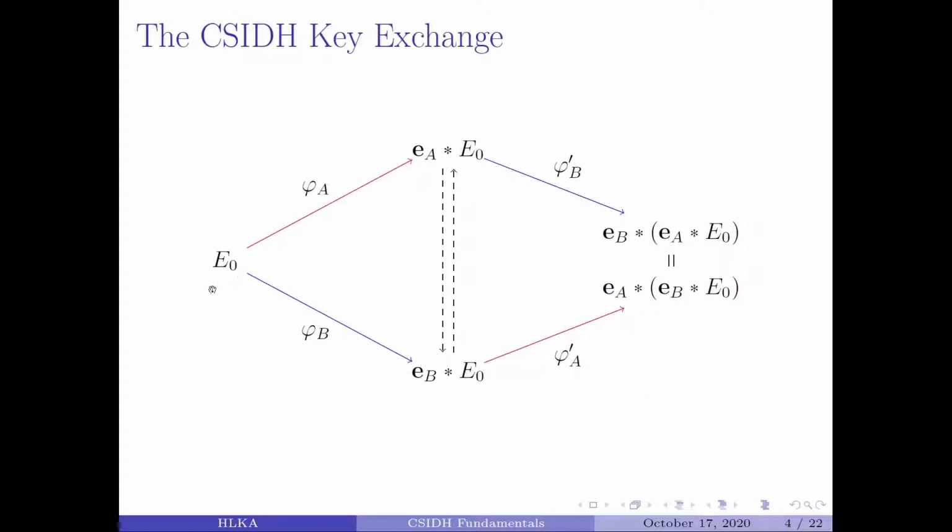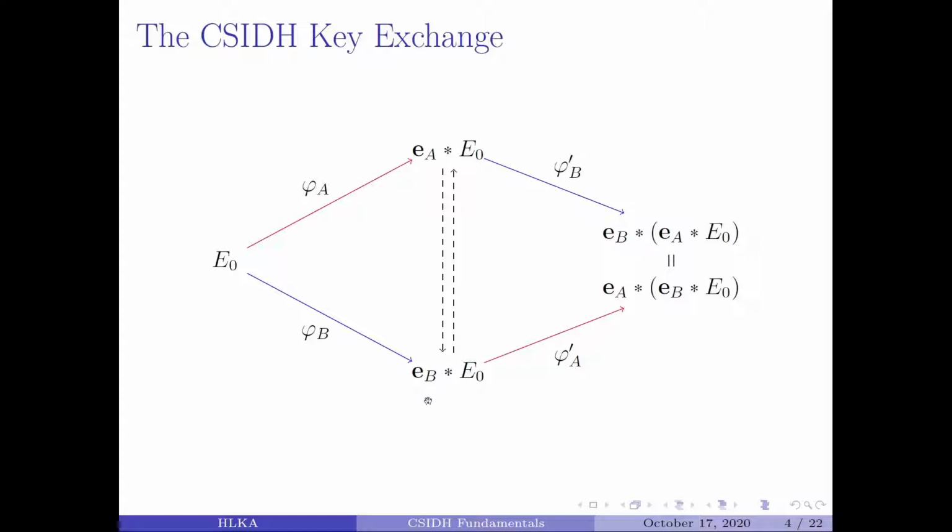So let's take a look at the key exchange. We'll start with the Montgomery curve with coefficient 0 on the far left here. Alice and Bob will choose their private keys, eA and eB, and they'll apply the action of those private keys on the curve E0. Alice will construct this curve at the top here, as well as the isogeny phi A, and Bob will do the analogous thing here on the bottom. These curves in the middle will act as our public keys. So they'll each send the coefficient of these curves to the other party.